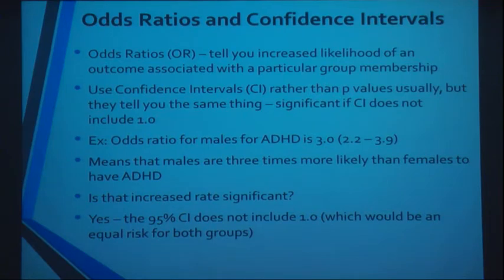Is that increased rate significant? Sure sounds like it, right? 3 times more, you'd think that would be significant. And in fact it is, because the confidence interval does not include 1. The key about the confidence interval including 1 is that 1 would be an equal likelihood. You would have an odds ratio of 1 if the groups were equally likely to have ADHD. So if your 95% band of confidence includes that value of 1, we have to say that that odds ratio is not significant.